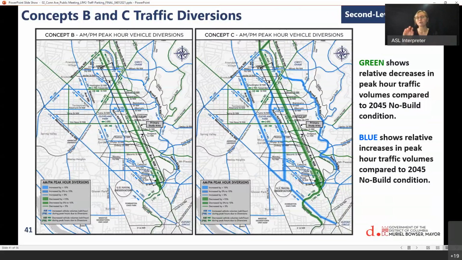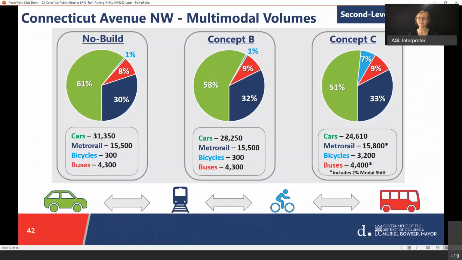So after we performed the diversion analysis, we went ahead and compared each of the three conditions we analyzed for their proportion of cars versus other multimodal users. You can see the no build is 61% cars versus 39% other users. Concept B gets slightly better, mostly because the number of vehicles has decreased, which brings up the percentages of the other users. And then finally, with Concept C, we drop about 10% in terms of that balance of cars to other users from the no build condition. We also included a 2% modal shift, although the model does not include that in our analysis. We understand that there would be some modal shift that would occur along the corridor. Next slide, please.